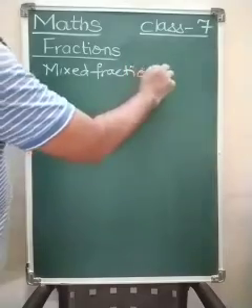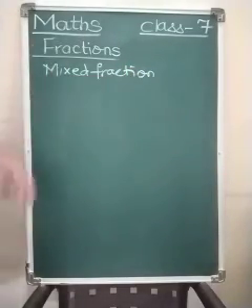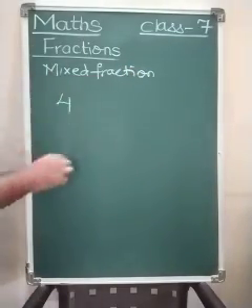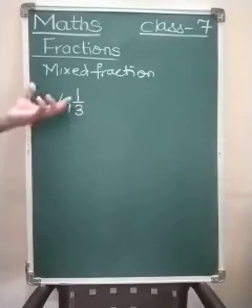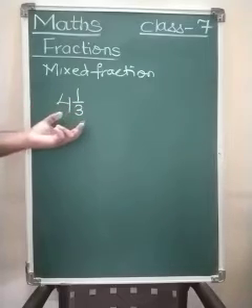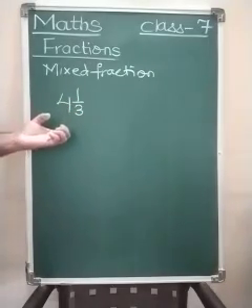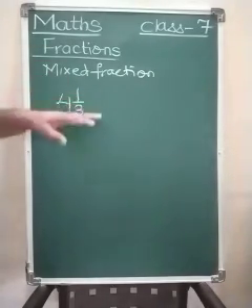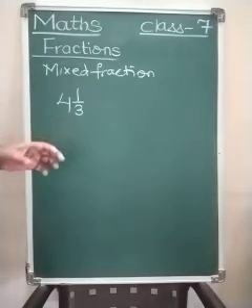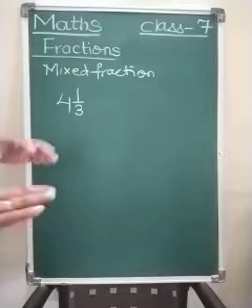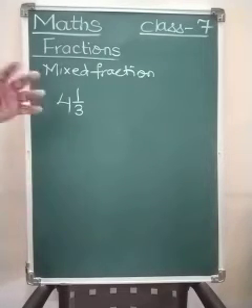In a mixed fraction, there is a whole part and a fraction part, for example, 4 1 upon 3. This type of example is called a mixed fraction, and this mixed fraction can be converted into an improper fraction. A mixed number or mixed fraction can be converted into an improper fraction only and not a proper fraction. Okay, so this is very important.